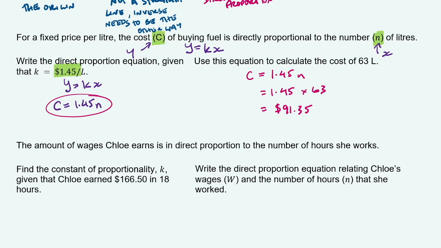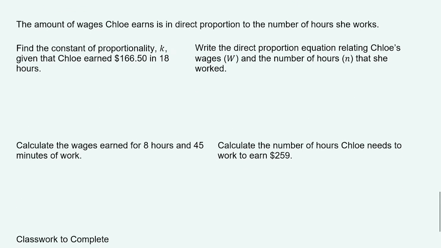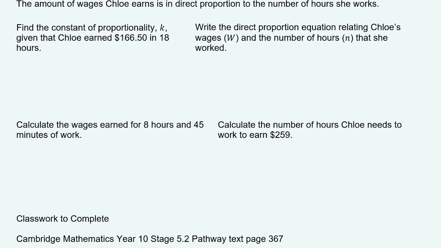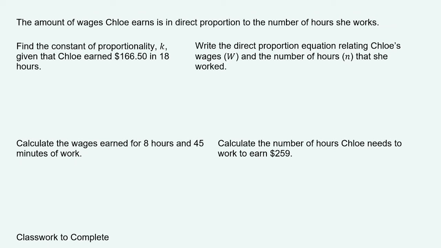Now we've got a couple more to look at. Now we're working with young Chloe. Chloe is earning money in direct proportion to the number of hours she works. All right, so we're going to look at finding K. So in this one, we're going to find K first. To do that, we want to use our equation that we've seen before.